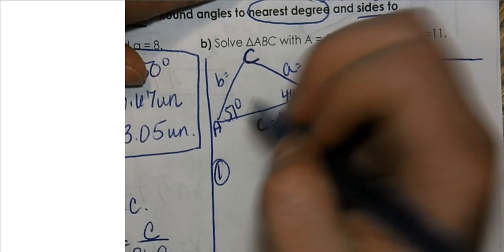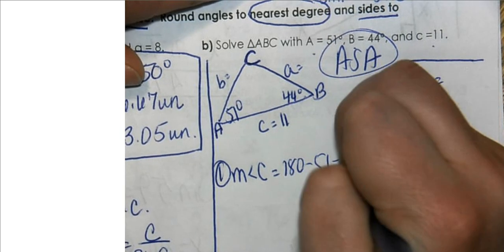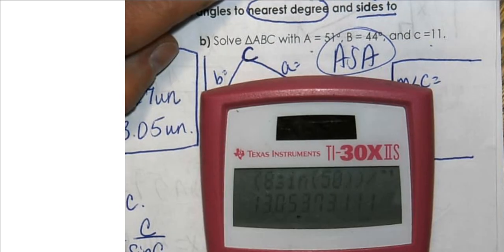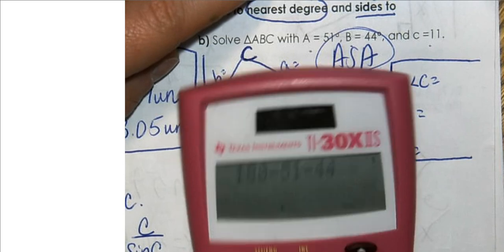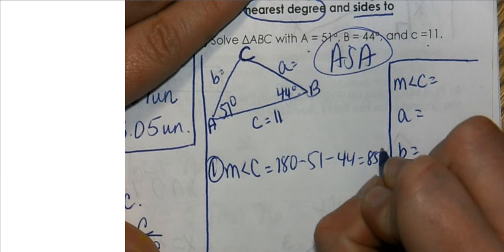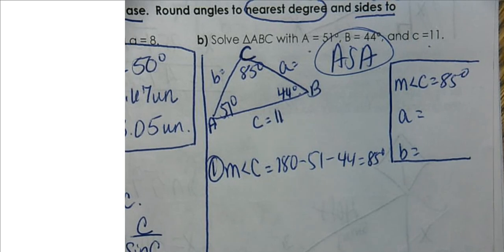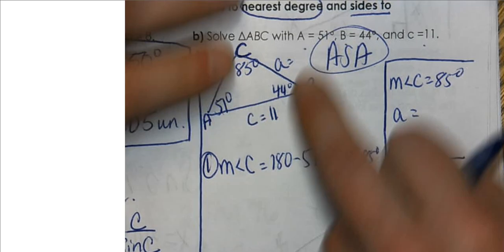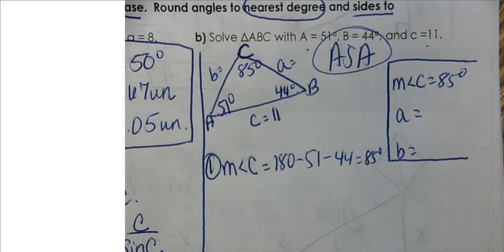So that's going to be the measure of angle C is equal to 180 minus 51 minus 44. So I'm going to put that into my calculator, 180 minus 51 minus 44. And I end up getting 85 degrees. So I'm pretty sure that that is correct because I have no choice but to use that acquired information to help me to find all the other pieces, because now I have two of a kind. And in order for us to use the law of sines, you need to know two of a kind.